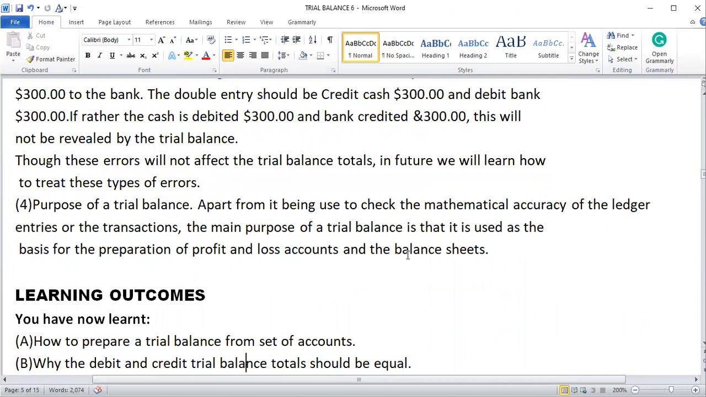One, use it to check the arithmetical accuracy or mathematical accuracy of the ledger entries, as you saw in the trial balance. Apart from that, it is the basis for preparing the end of the month or end of the year trading profit and loss account, and also the balance sheet.